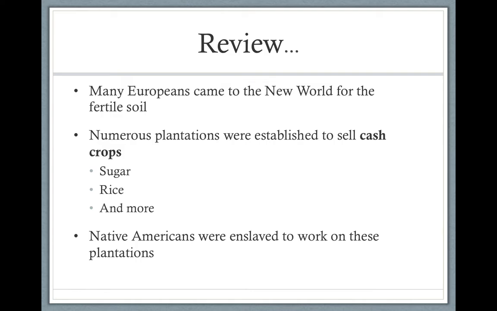And some of the crops that we see are really successful are sugar, rice, things like indigo, corn, cotton, tobacco. Those will take off as well. However, on a plantation, like I said, it's typically worked by slave labor. And when the very first Europeans come over to the New World, the slave labor is going to be the Native Americans. Many Native American tribes are going to be conquered by the Europeans and enslaved to work on plantations.